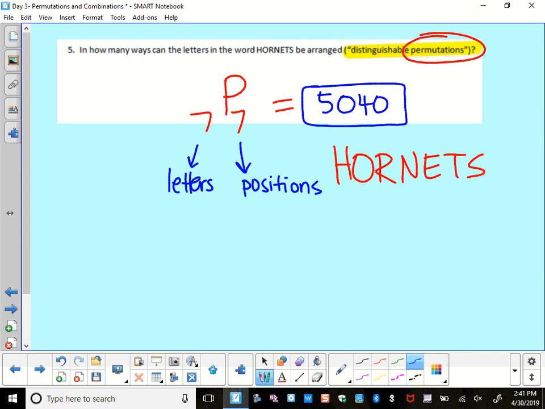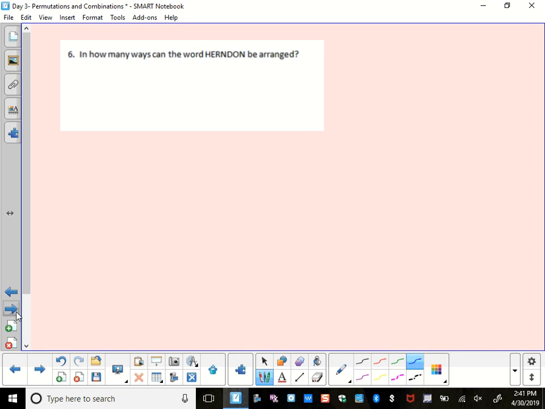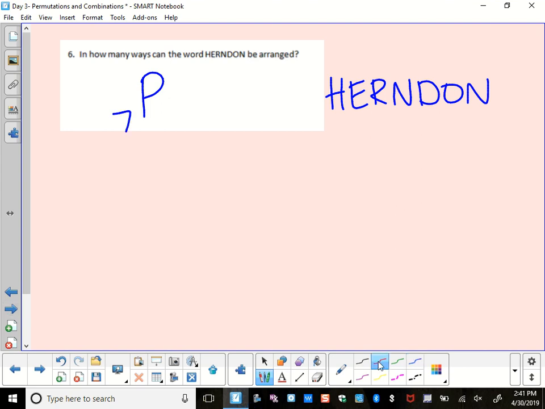Now this is where it gets interesting. Look at number 6. Number 6, same thing. In how many ways can the word Herndon be arranged? I have how many letters in the word Herndon? 7. All right, we have 7 letters. But they're asking, can we arrange it so the order matters here? So we're going to use P. So we said we have 7 letters, right? And how many different positions can they be in? 7. But notice here, I have an N and another N.